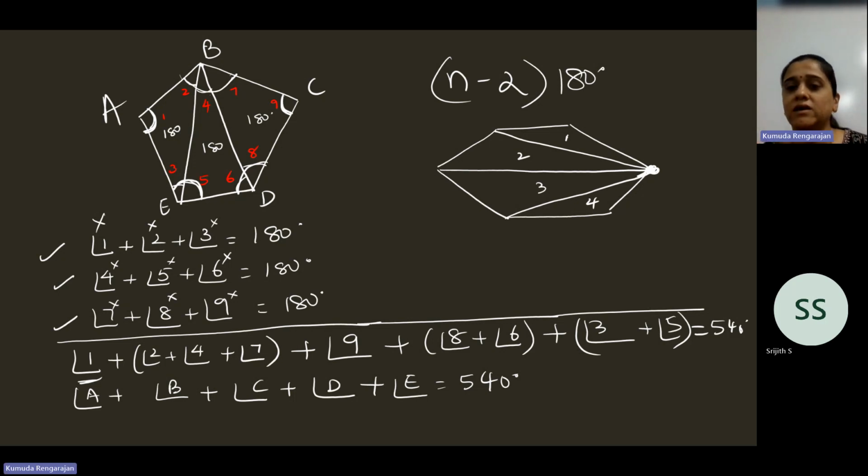Is this fine? So how many triangles are you able to get here? 4 triangles. But how many sides does the polygon have? 6. So you're always getting 2 triangles less. If it has n sides, you're getting n minus 2 triangles.